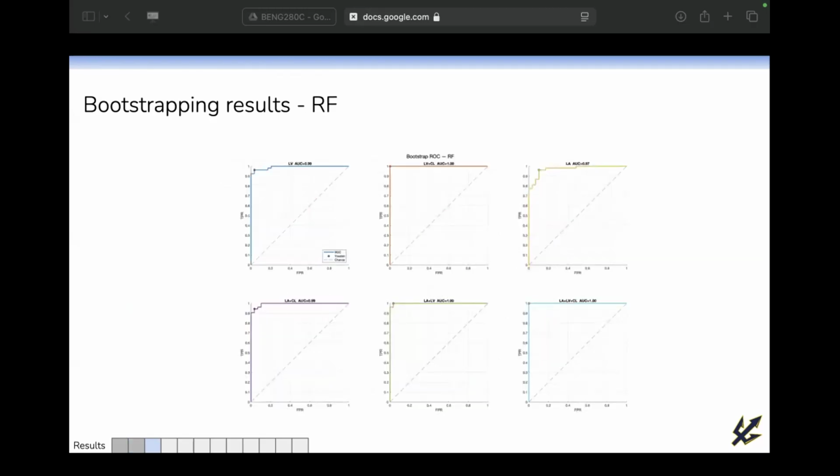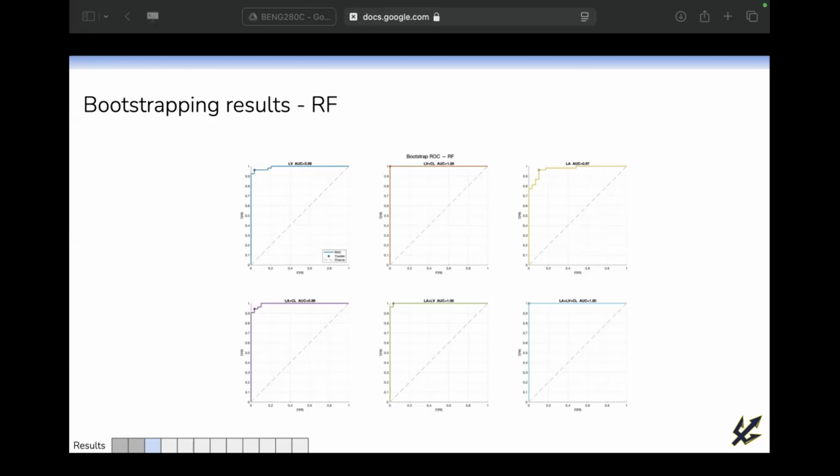Random forest. Hold on, just to show you all the data. Here you can see the bootstrapping results for the random forest model. As you can observe, these AUCs are quite high. This suggests that the model can almost perfectly predict response to CRT.